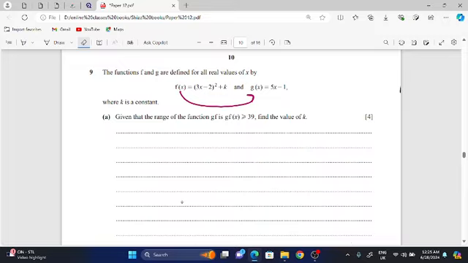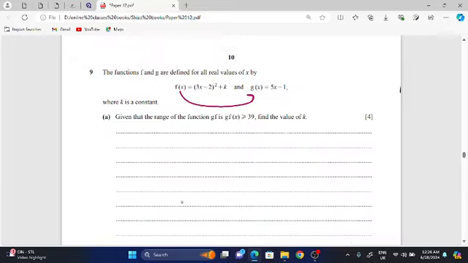Okay. The functions f and g are defined for real values of x by two expressions, f(x) and g(x), where k is a constant. Find the range of the function g of f, given that its range is greater than or equal to 39. Find the value of k.